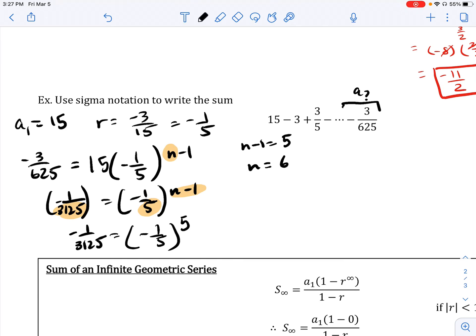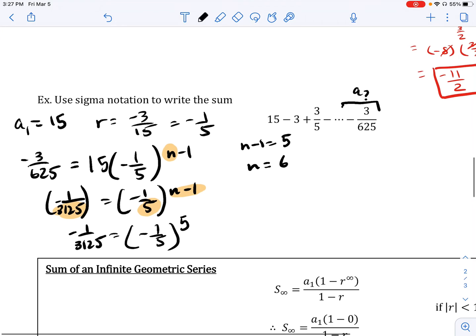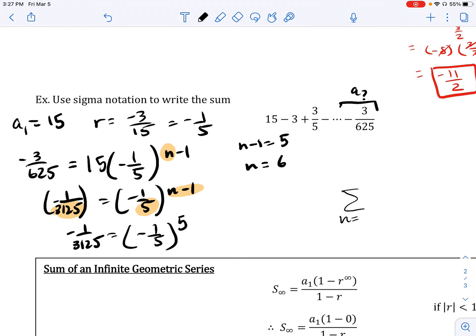Well, if that's the case, now I can finally write this in sigma notation. I can say, I start with n is equal to 1. I end with n being equal to 6. And so that solves that mystery. I know that this was our 6th term in our series.